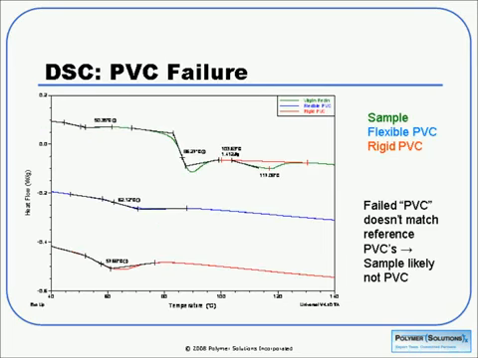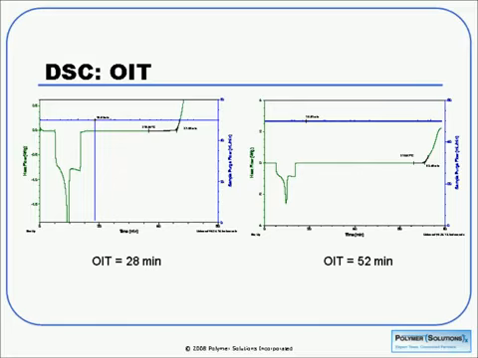We also looked at a failure of PVC. In this case, we're actually using the DSC to confirm or not confirm that our sample is what we think it is. This was presented to us as being PVC, and that's the green sample at the top. We ran two different reference samples of PVC from our lab, a blue one, which was a flexible PVC, so it's plasticized. The red curve is rigid PVC. And we see that these curves look nothing like our sample.